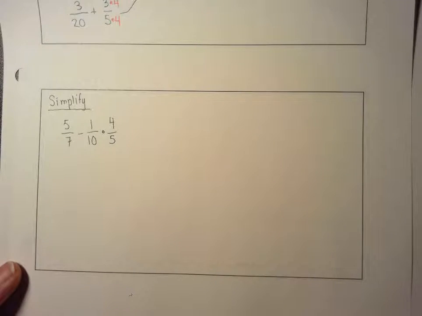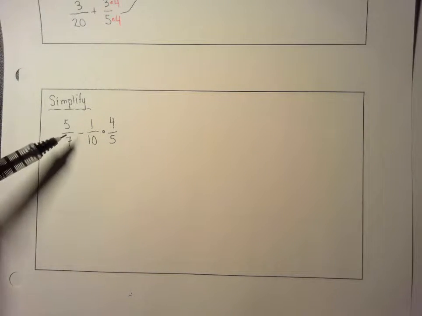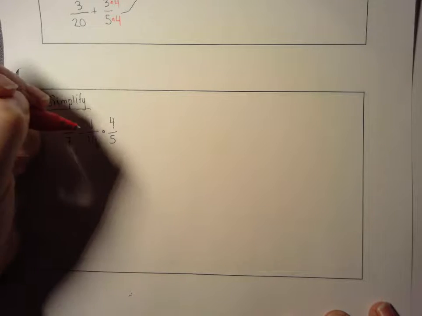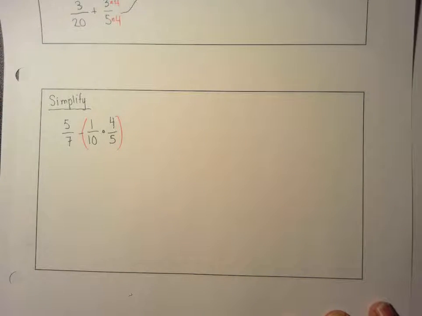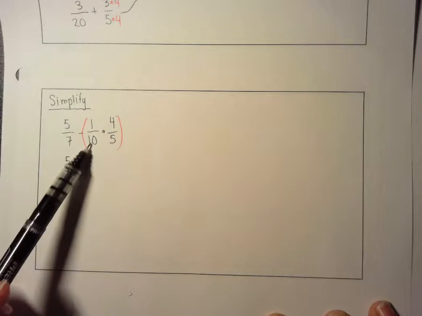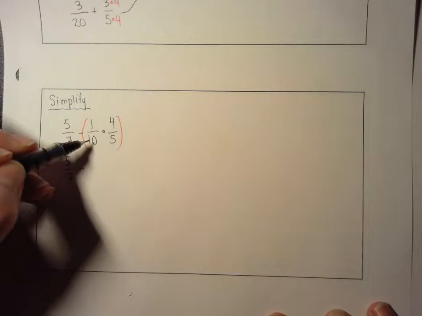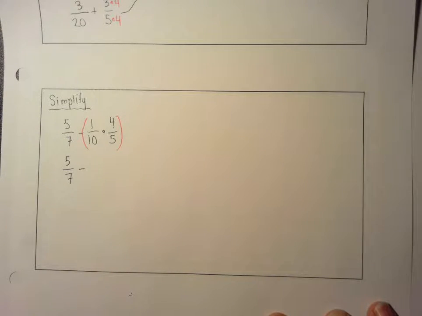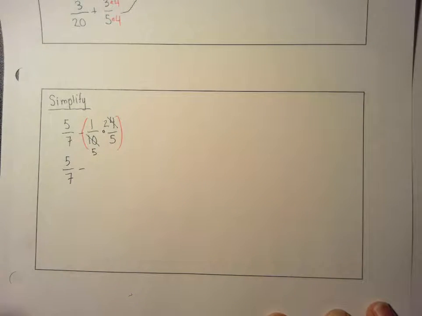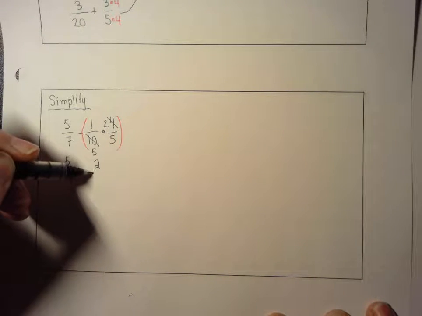Okay, let's try to go over this now. We have subtraction and multiplication. According to the order of operations, we need to multiply before we subtract. So to remind me to do that, I'm just going to put this part in parentheses. I'll rewrite the first fraction, 5 over 7, and I can go ahead and multiply the second ones. And remember, when you're multiplying fractions, you can cancel. So 4 and 10 are both divisible by 2. So if I divide 10 by 2, I would get 5. And if I divide 4 by 2, I would get 2. So now I can multiply. 1 times 2 is 2, and 5 times 5 is 25.